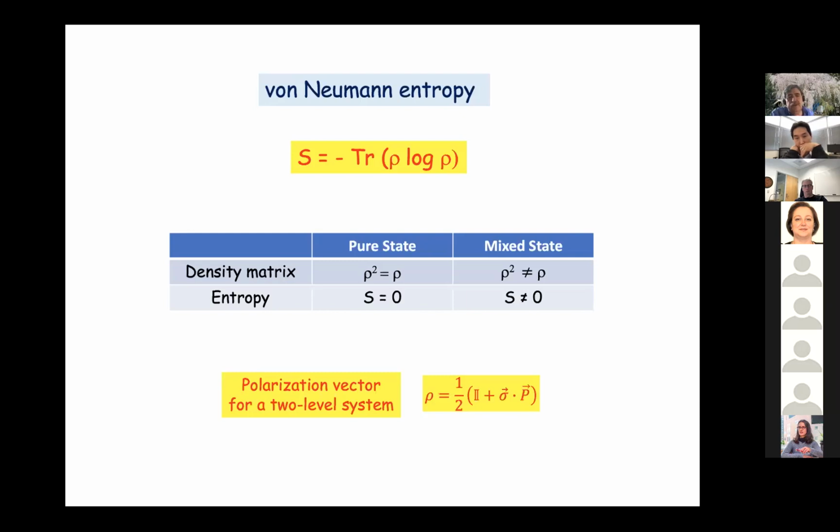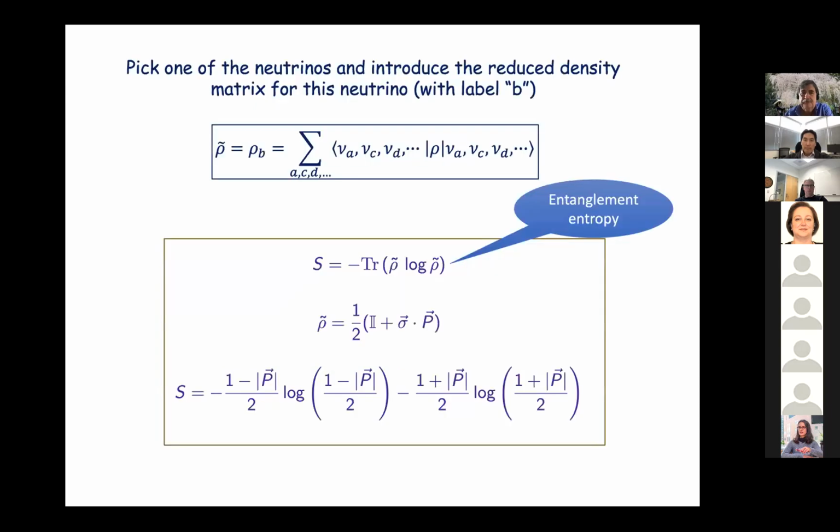If you take that definition and insert it into the pure state condition, you find that the absolute value squared of the polarization vector for a pure state would be 1, but the absolute value of the polarization vector for an entangled state or a mixed state is less than 1. That's yet another way of saying the von Neumann entropy is 0 or non-zero.